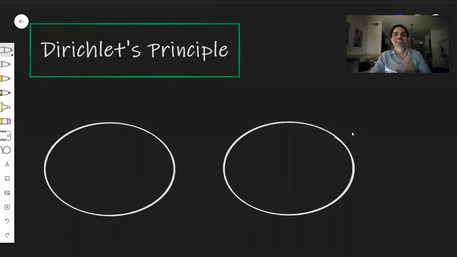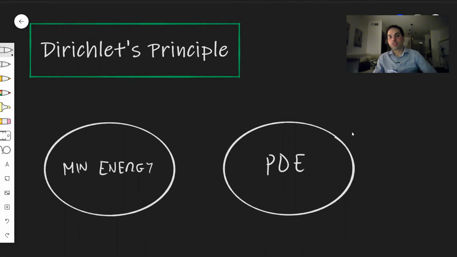Alright, thanks for watching. And today, by popular demand, I would like to give you a glimpse into the exciting world of the calculus of variations. Now, the calculus of variations is a very exciting subfield of math which connects minimizers of energy with solutions of PDEs. So you should think of calculus of variations just as being the bridge which connects the two.